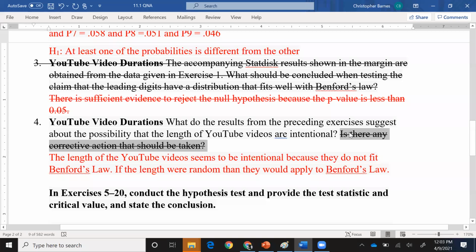But you don't have to go into what I just said right now about knowing the aspect, but just the fact that since they're not following Benford's law, then they must be intentional. Because if they were following Benford's law, that means they just make these YouTube videos and it doesn't matter. It could be 5 minutes, 10 minutes, 15 minutes, 30 minutes. It could be anything. But since it doesn't follow Benford's law, yes, something's going on. They definitely are intentional because they don't fit that random prediction of what Benford's law is all about.